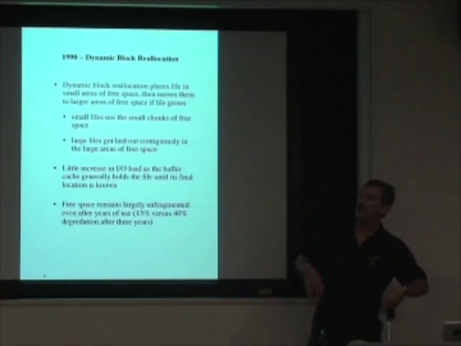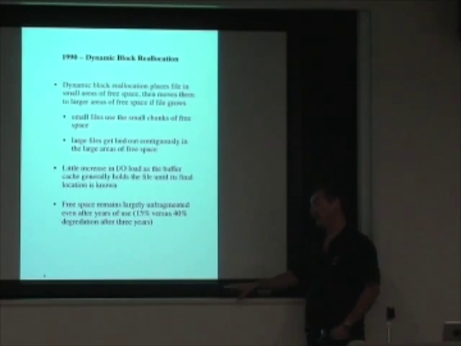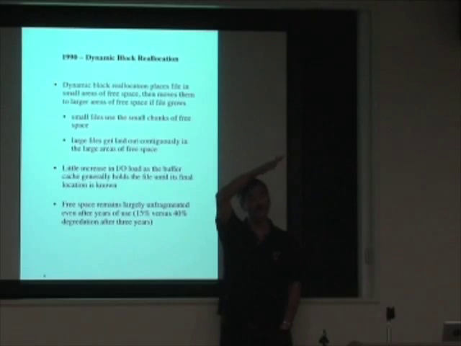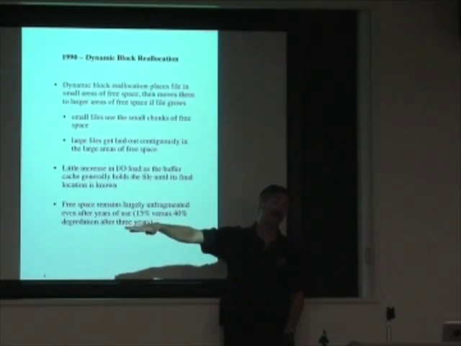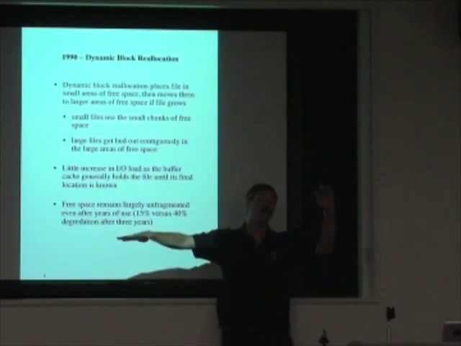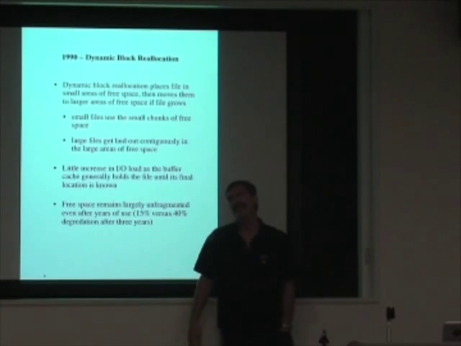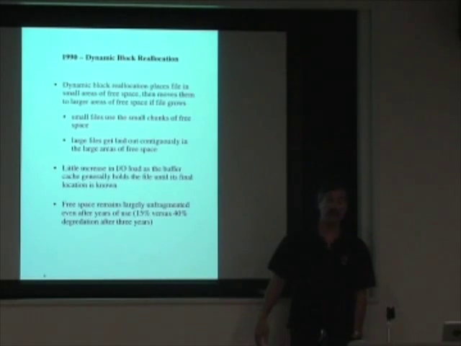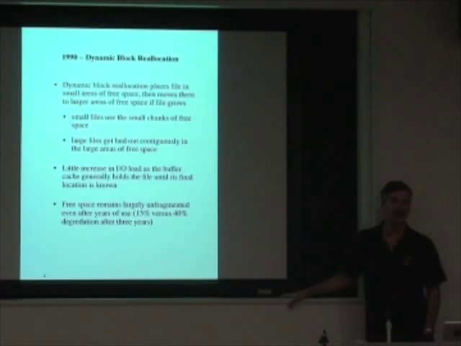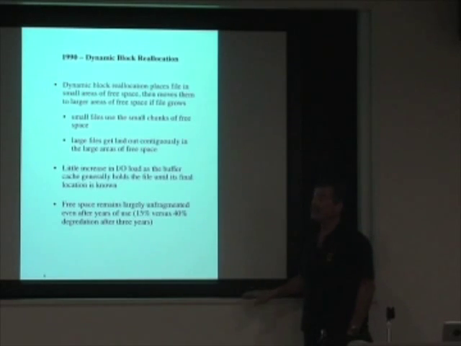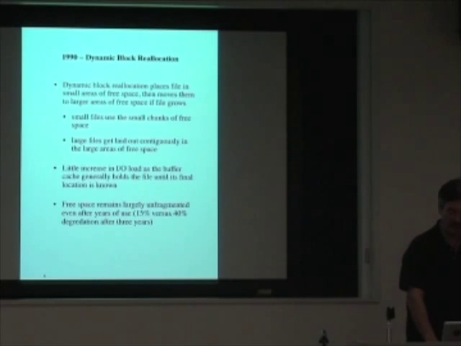And so we put this in and sent it off to the folks at Harvard, and they ran their little three-year test. And what they found was with the old one, it would degenerate to about 60% of the performance that it would have when new, and with dynamic block reallocation, it only decays away to about 85 to 90% of the throughput. So it made a huge difference. It's a fairly simple idea that's not that hard to implement, but outside of the BSDs, this idea still doesn't seem to have taken hold, which I find a little surprising.